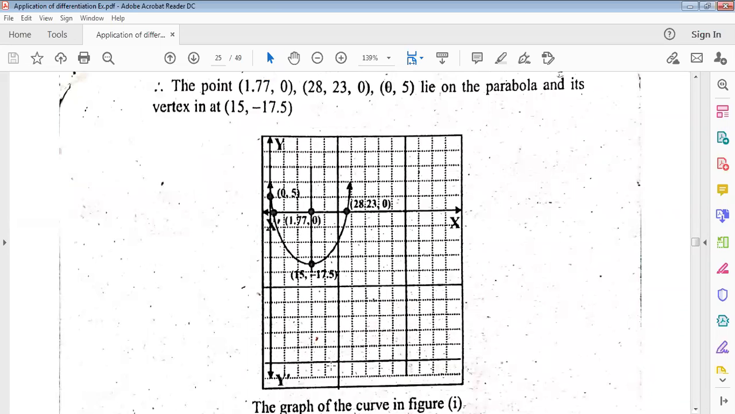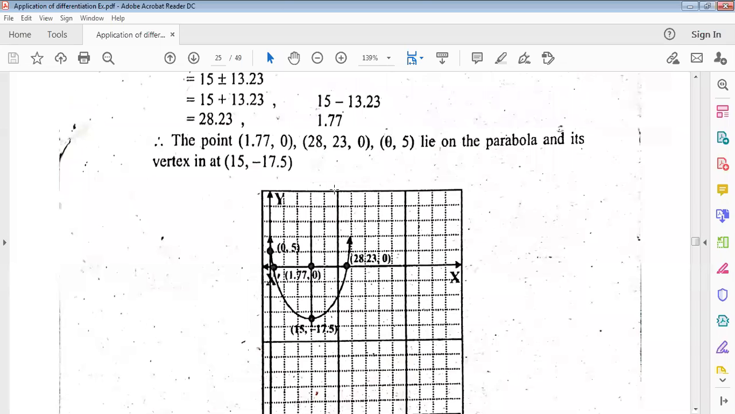Now this is the x-axis and this is the y-axis, right? This will be the origin, 0 0. Starting from 0 0, the point 0 5: x value 0 and y value 5. Then 1.77 means x value 1.77, y value 0. Then 28.23 means 28 times distance along the x-axis. Then 0 5 means x value 0 and y value 5 along the y-axis. This way, if we join these 3 points, we get a parabola.